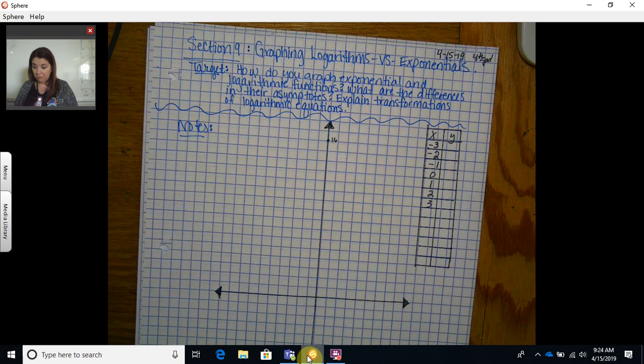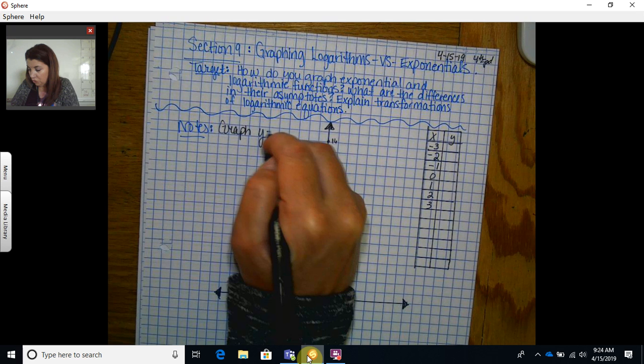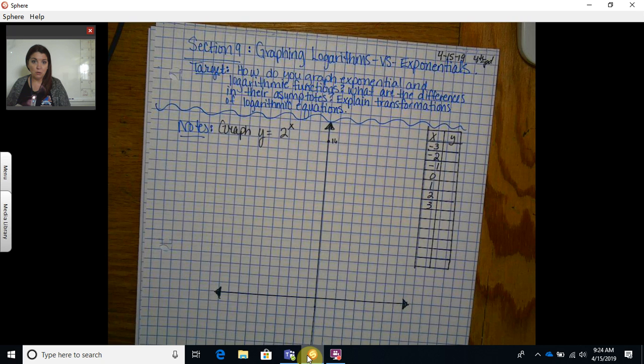My first problem that we are graphing is y equals 2 raised to the x. All right? Now, we've already graphed exponential functions earlier in this section. So hopefully you remember some things about it. Can anybody tell me what the y-intercept is going to be? Do you remember?